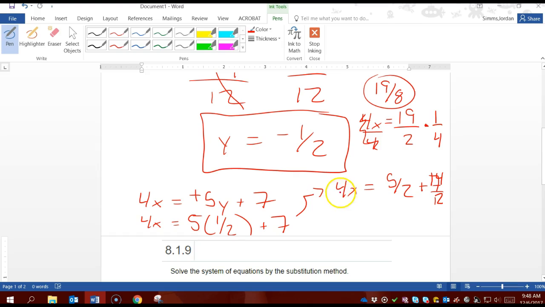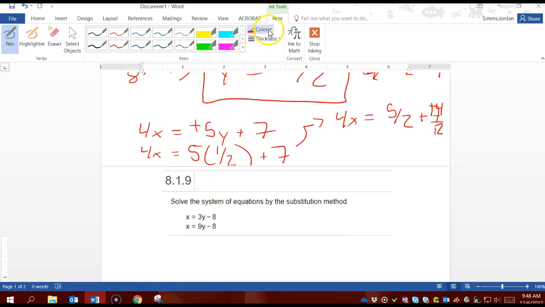Okay, so there's our answers right there. 19 over 8 for x and -1/2. So as an ordered pair, 19 over 8, comma, -1/2. Right? So fractions are your friend. Don't fear the fractions.